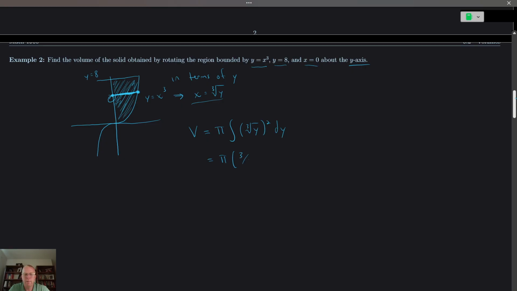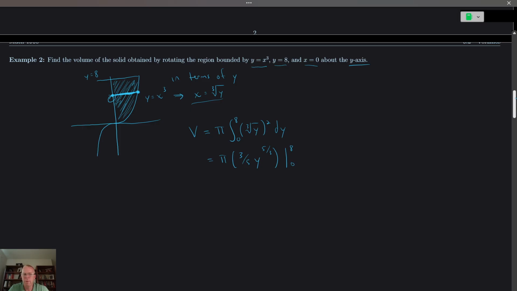So pi, this is y to the 2/3, so we add 1, divide by the new exponent, and so 3/5 y to the 5/3. Is that right? Yeah, 2/3, add 1, we get 5/3. Okay, that is right. And then we're going from 0 to 8, because we're on the y-axis, 0 to 8.